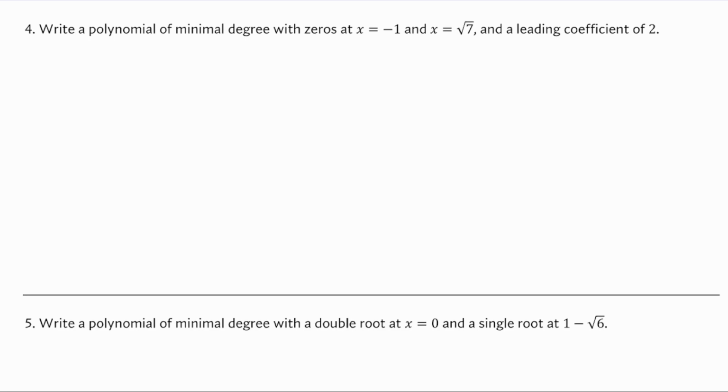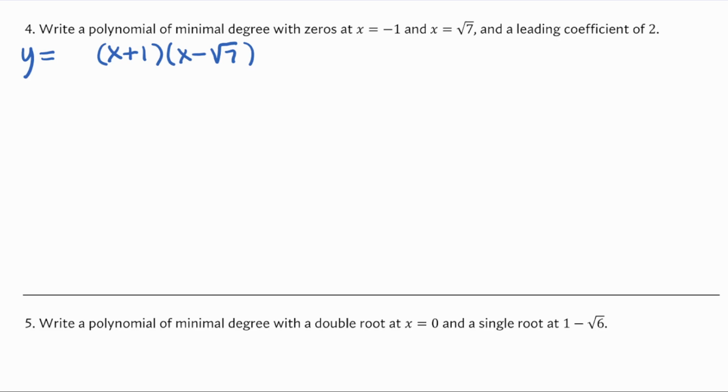Second, number 4, it looks like, write a polynomial of minimal degree with zeros here and there and a leading coefficient of 2. All right, so if x equals 1 is going to be a 0, then x plus 1 will be a factor. x equals square root of 7, so x minus square root of 7 will be a factor. Now it doesn't say, but in class I just said out loud, okay, number 4 and 5 on the back, I say a polynomial of minimal degree, but I mean a polynomial of minimal degree in standard form with rational coefficients.